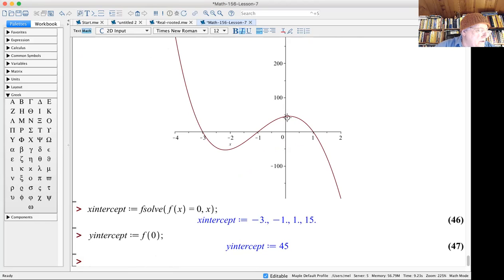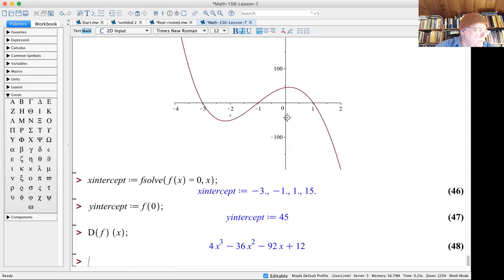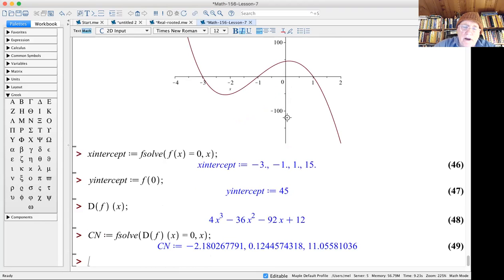What about the local maxima and local minima? Well, we need to know the derivative. That's the derivative. And you have to look for the critical numbers. I'll just call them, say, Cn for critical numbers. These are the points where the derivative of f of x equals 0. Solve that for x. We get these 3 points.